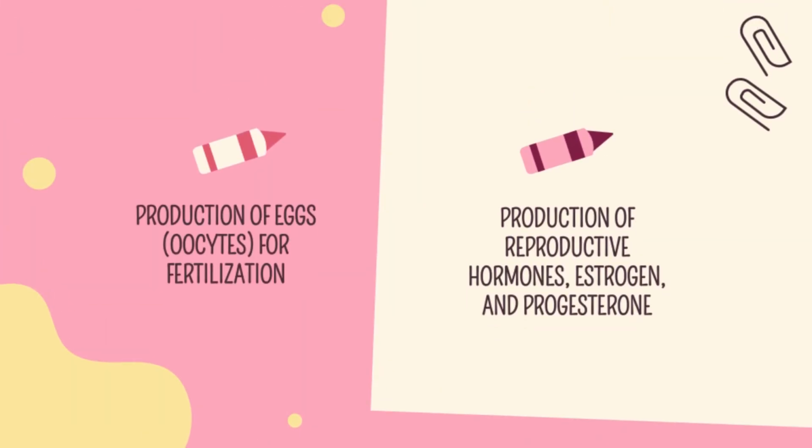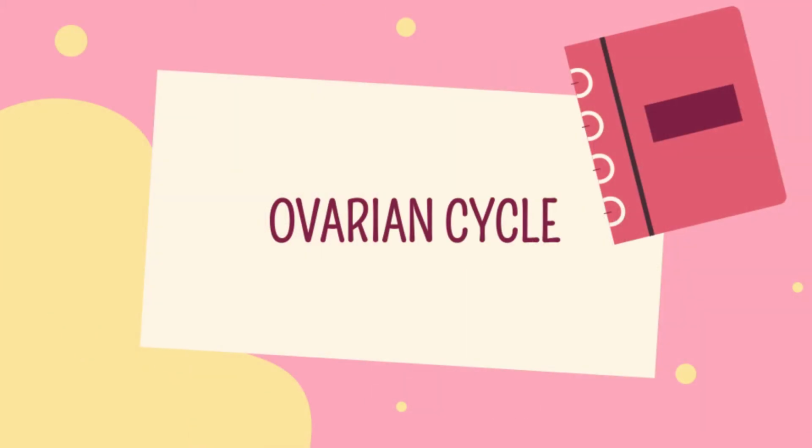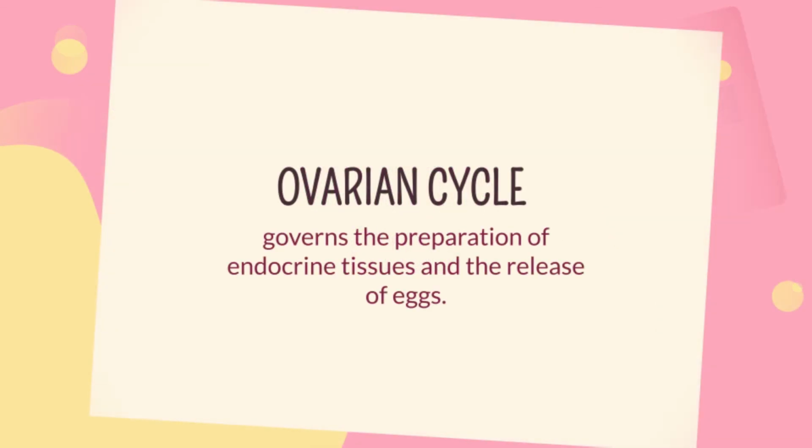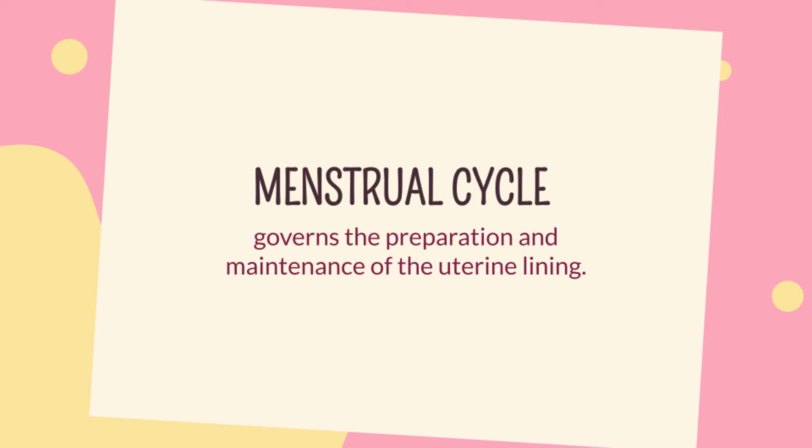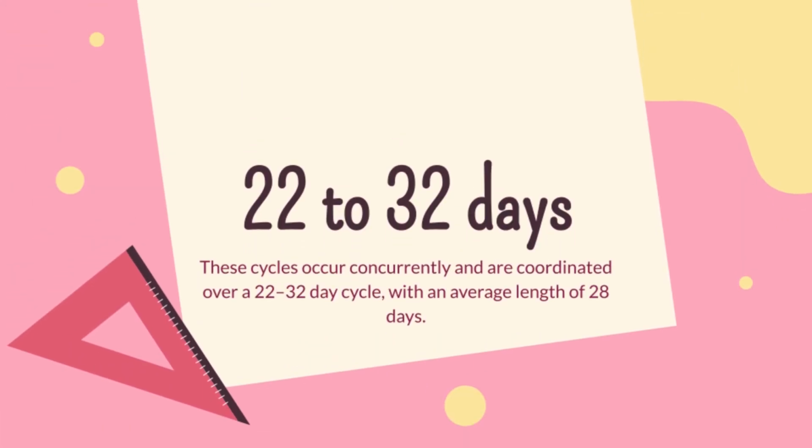They produce oocytes or eggs for fertilization, and they produce the reproductive hormones estrogen and progesterone. The ovaries are involved in two different cycles, the ovarian cycle and the menstrual cycle. The ovarian cycle governs the preparation of the endocrine tissue and the release of eggs, while the menstrual cycle governs the preparation and maintenance of the uterine lining. These cycles occur concurrently and coordinated over a 22 to 32 day cycle, with an average length of 28 days.